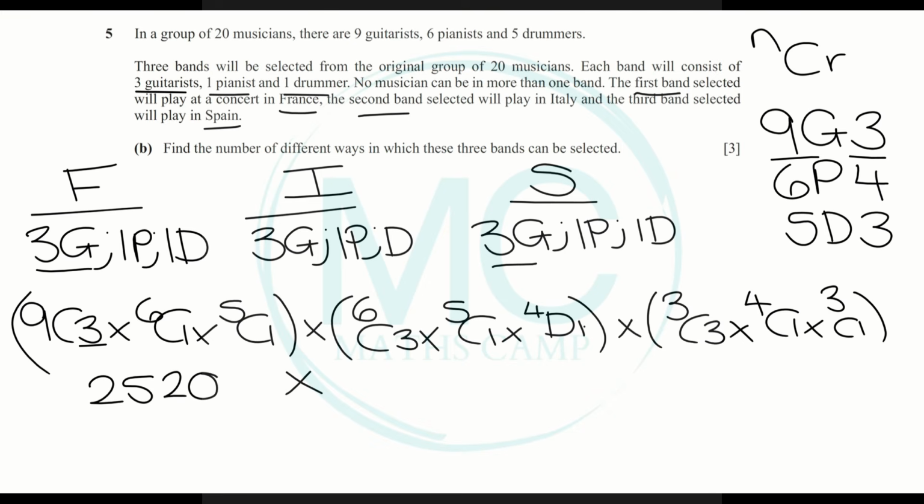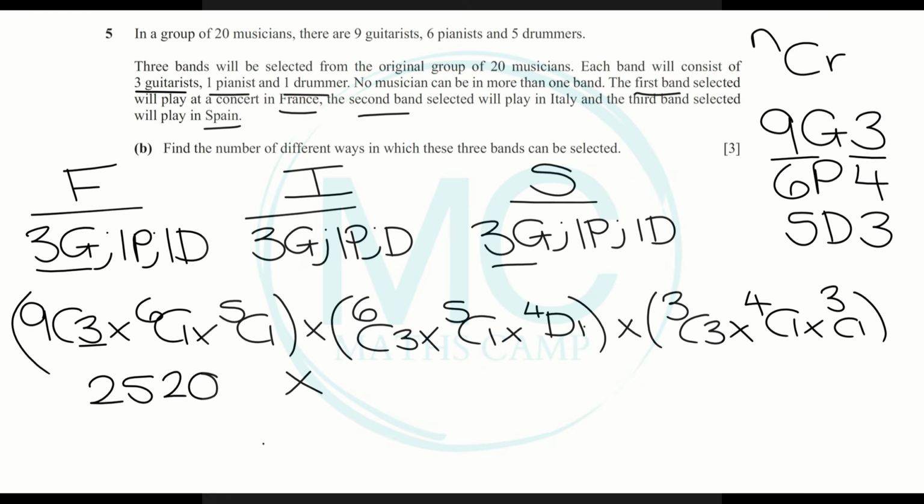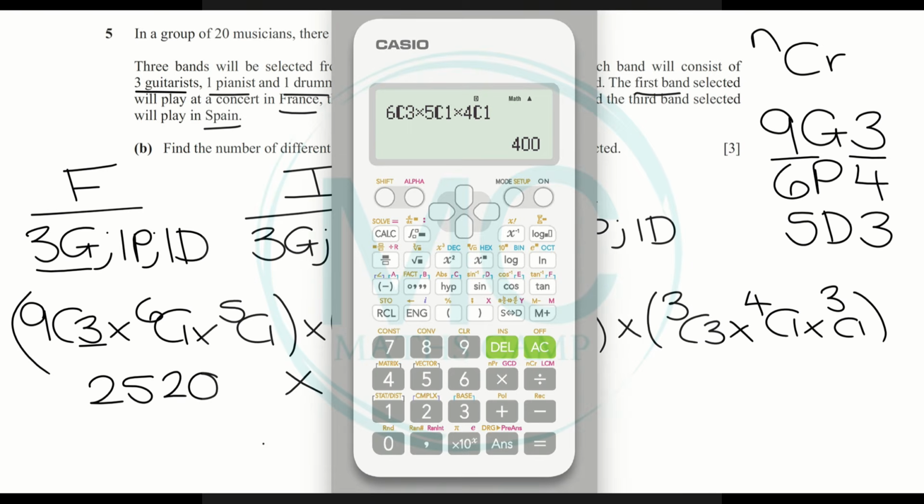And now we can find our second bracket. 6C3 multiplied by 5C1 multiplied by 4C1 is equal to 400. This is the number of selections for a band going to Italy. Now let's look at the band going to Spain. You can say 3C3 multiplied by 4C1 multiplied by 3C1 is equal to 12.